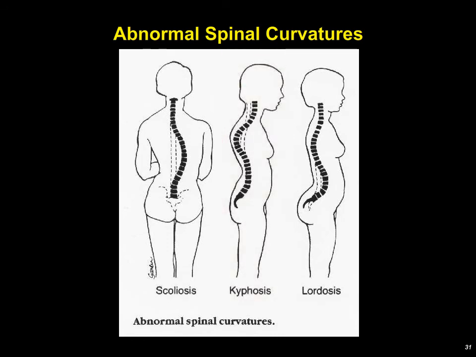And finally, lordosis or swayback is an abnormal ventral curvature of the spine. This is common in people that are carrying more weight than normal up front, for example, guys that have pot bellies or beer bellies, and women that may be pregnant.